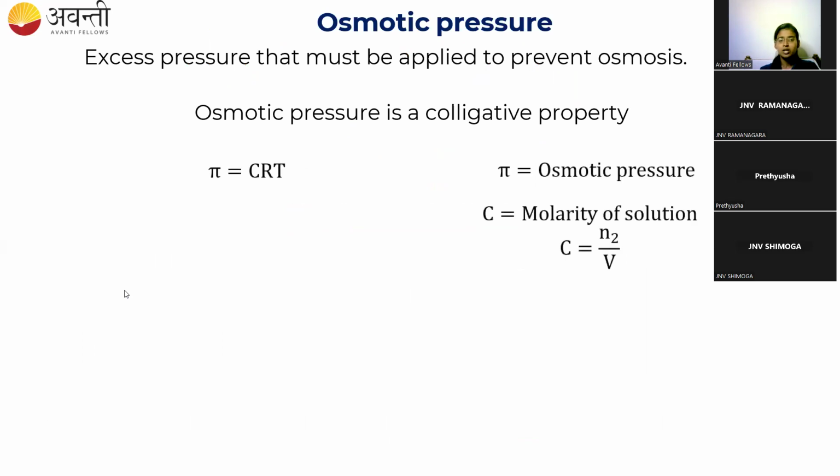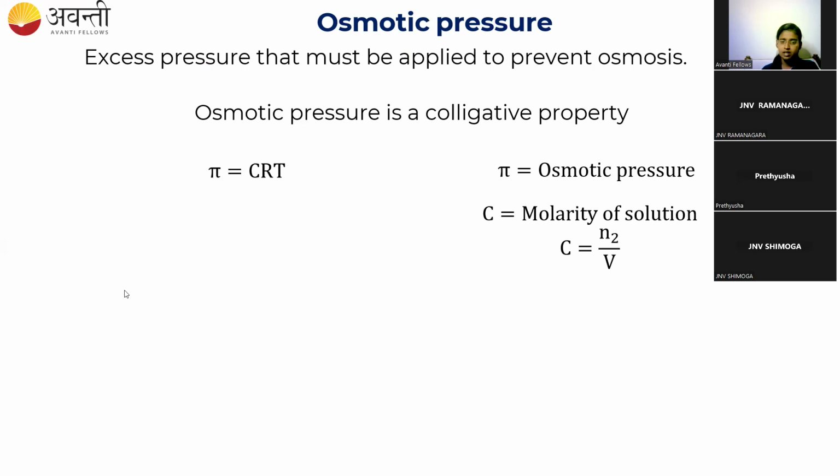So pi is equal to CRT, where C is the concentration in terms of molarity. Molarity means number of moles of solute divided by volume of solution in liters. So that is molarity. R is the universal gas constant and T is the temperature. In place of concentration C, we can substitute n by V.